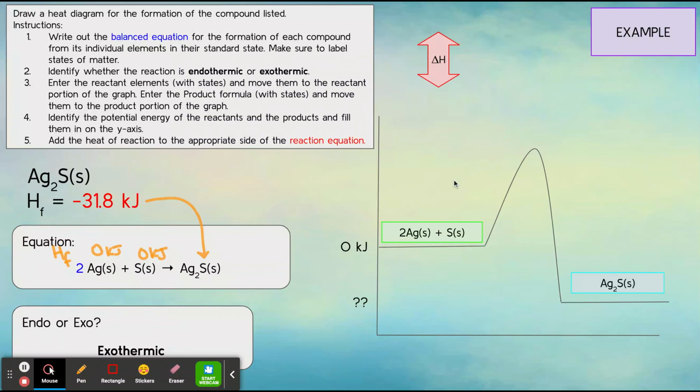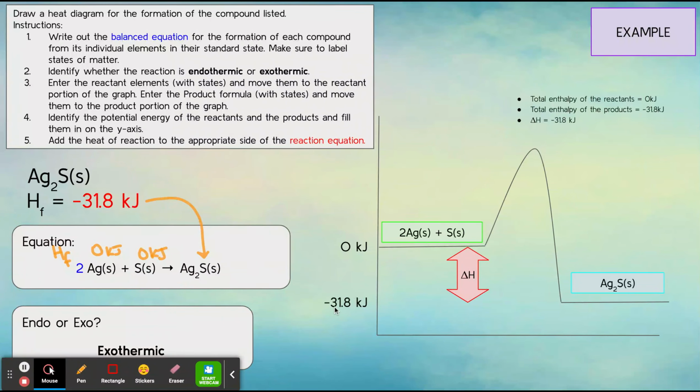Okay, and so we can identify where my delta H is. It's the difference between my reactants and my products. It's not including my activation energy here. It's looking at a net change between my reactants and my products. And I can fill in this number. Where does it stop? It stops at negative 31.8 kilojoules. So the total enthalpy of my reactants is 0, and the total enthalpy of my products is negative 31.8 kilojoules. So my delta H, my change in enthalpy between products and reactants, is negative 31.8 kilojoules.